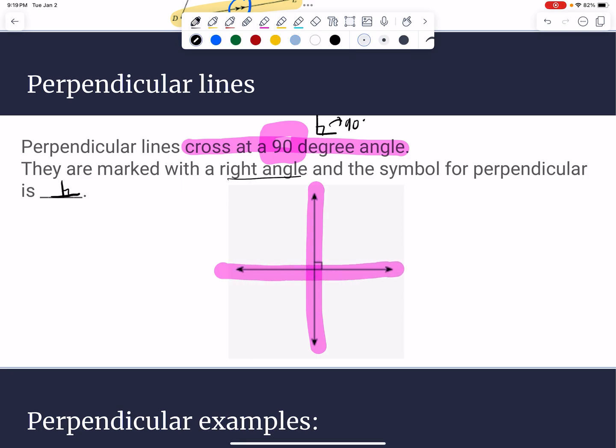So if I were to call this one line Q and call this one line R, you would say that line Q is definitely perpendicular to line R. And how do we know that? Because of that right angle box right there. Those cross each other, they intersect, and they intersect at 90 degrees.